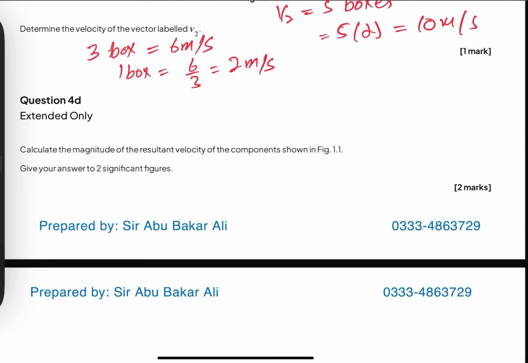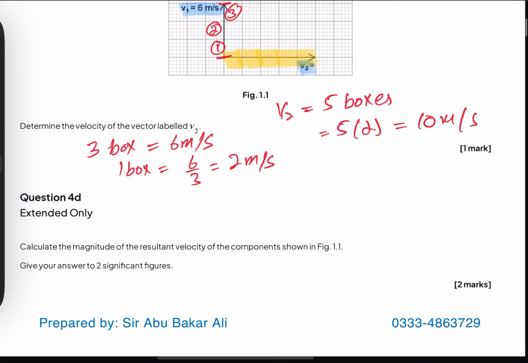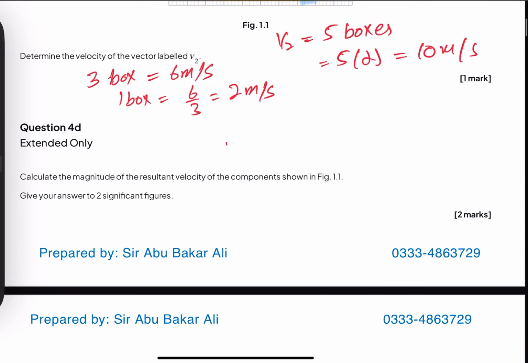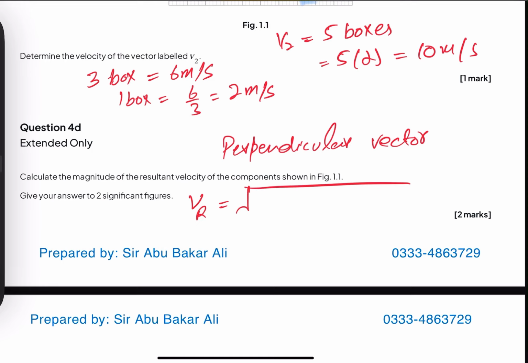Give your answer in two significant figures. Okay, so this is basically an example of perpendicular vectors. Whenever you have to find the resultant of perpendicular vectors, we have a relation: resultant vector is equal to the square root of x component squared plus y component squared.